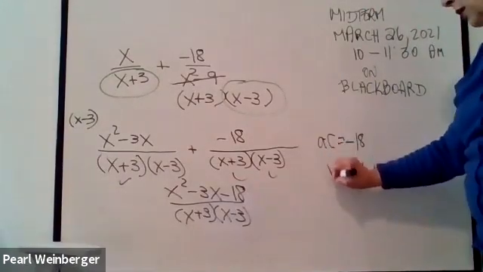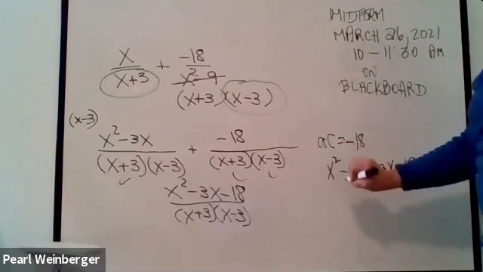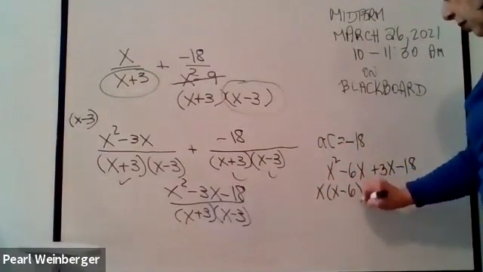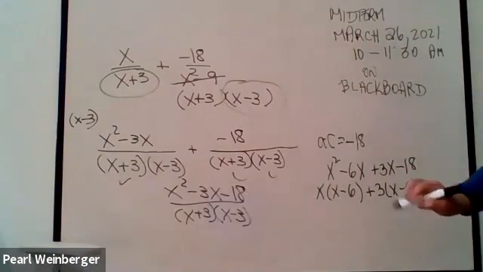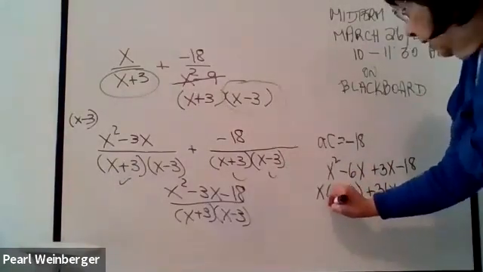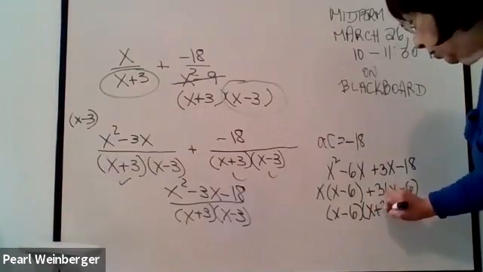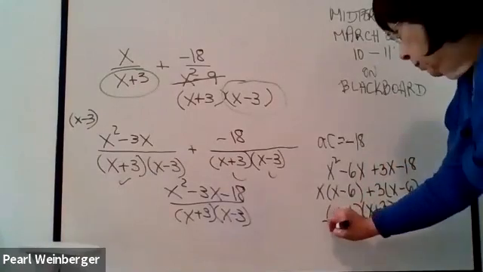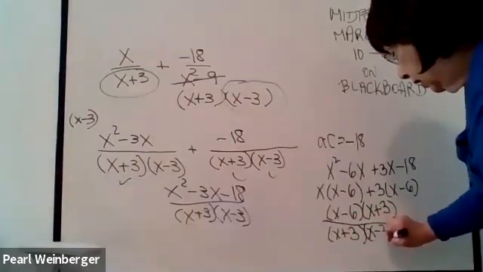Here, I'll bring down my x squared and my negative 18. And then this factors to x times x minus 6 plus 3 times x minus 6. I'm just working with that numerator first, which gives me x minus 6 times x plus 3. Now you know why it's so important that you know how to factor. And we put it over the common denominator of x plus 3 and x minus 3.